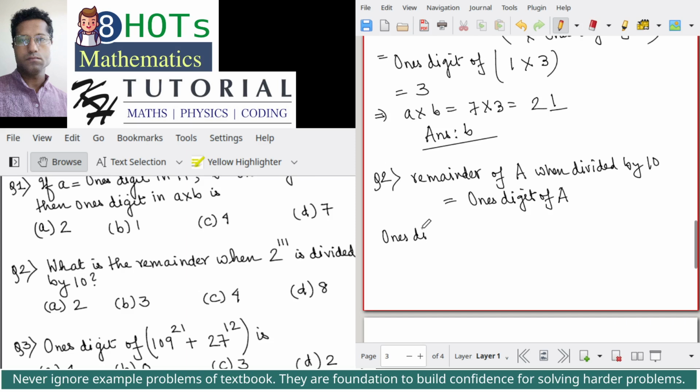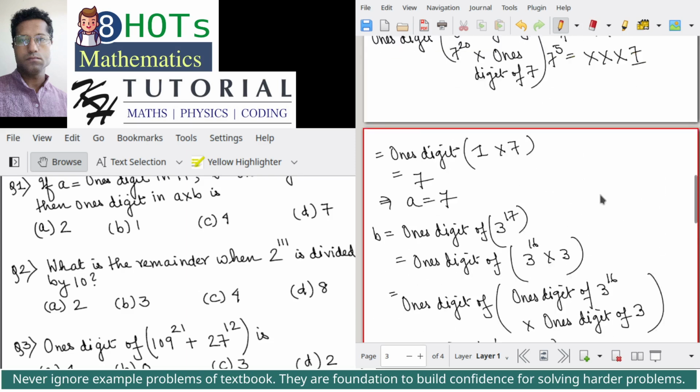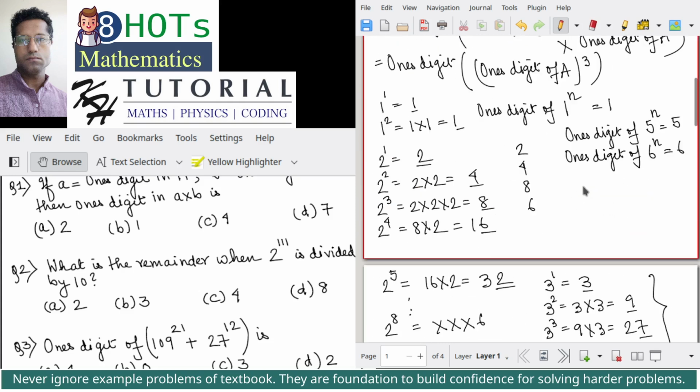So the ones digit of this we have to find, and this will be the answer. So the answer will be the ones digit of 2 to the power 111. Now for this we have to see what is the pattern of the ones digit of the powers of 2. We have discussed that. The pattern of the ones digit of the powers of 2 is 2, 4, 8, 6, then again 2. So at every fourth power, the ones digit of 2 is 6.